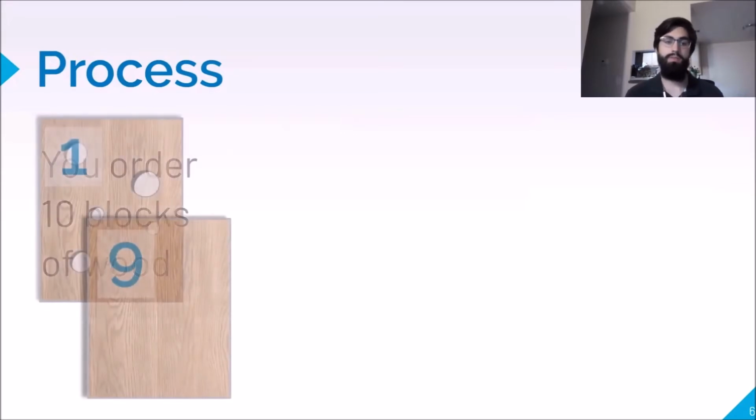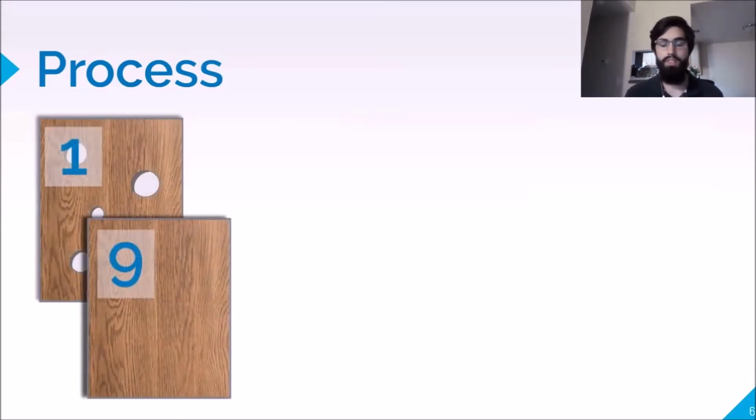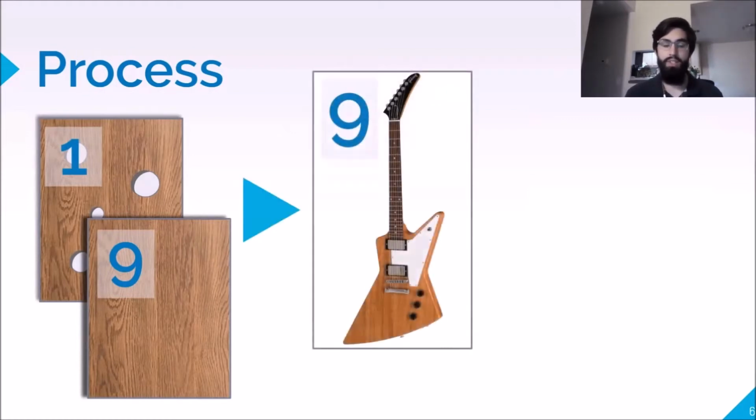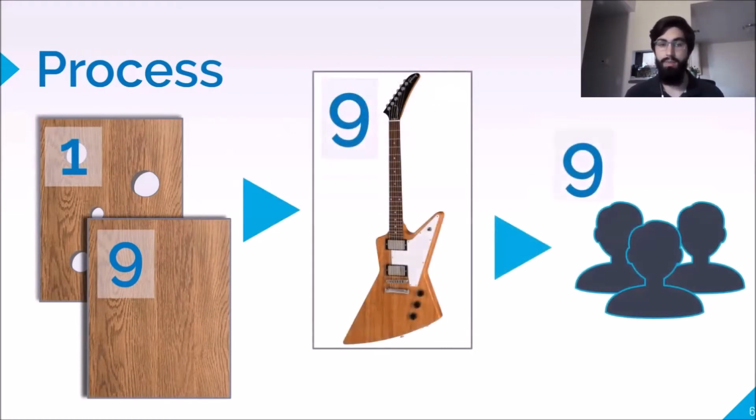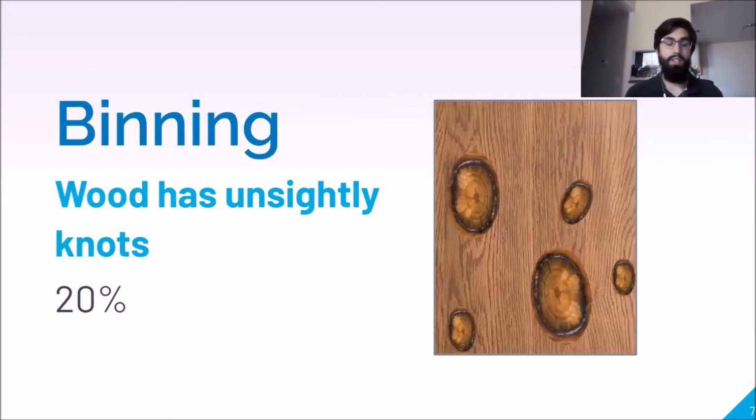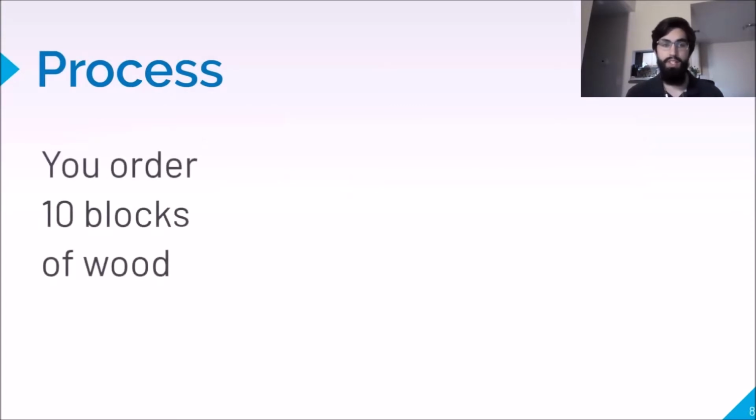The process would originally be ordering 10 blocks of wood. One of these blocks of wood comes in with holes in it, so you can't use it for making a guitar, but the other 9 are good. So those 9 you turn into guitars, and you sell to the 9 customers. However, let's say 20% of these blocks of wood come in with these unsightly knots on them. Your new process would look like this.